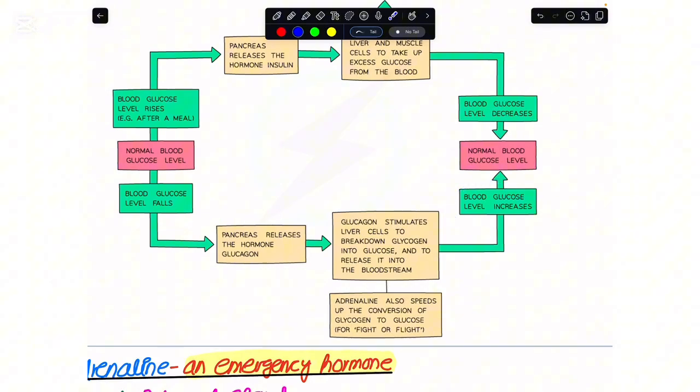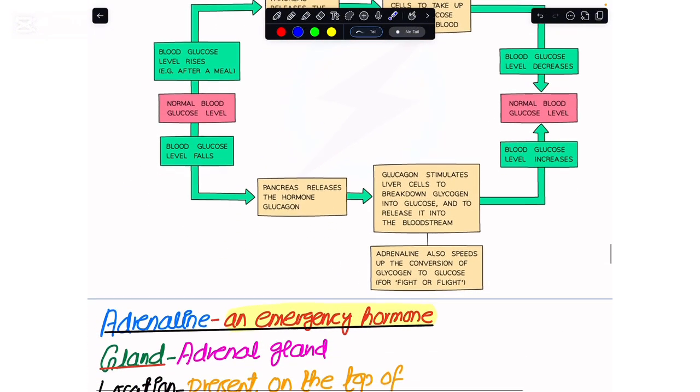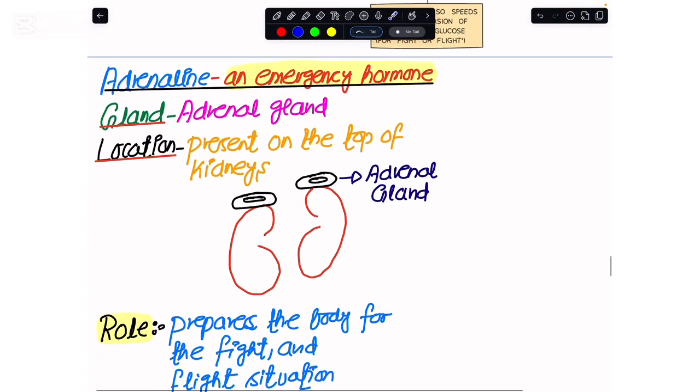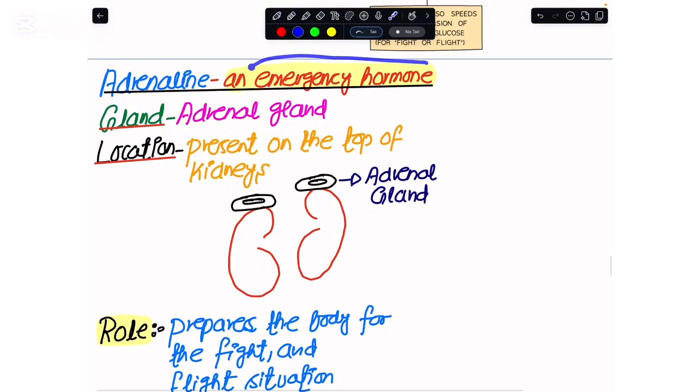And we will see in a while that not only does glucagon have an ability to convert glycogen into glucose, but the adrenaline hormone can also do it when it has to prepare our body for the fight or flight situation. Now, let me quickly take you toward the role of the adrenaline hormone, where it has to prepare the human body for an emergency situation. Since this prepares the body for the fight and flight situation, that is why we term this an emergency hormone.